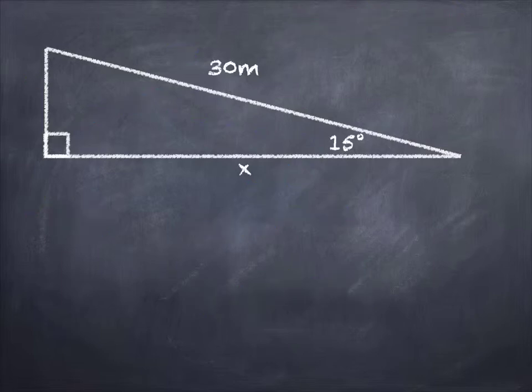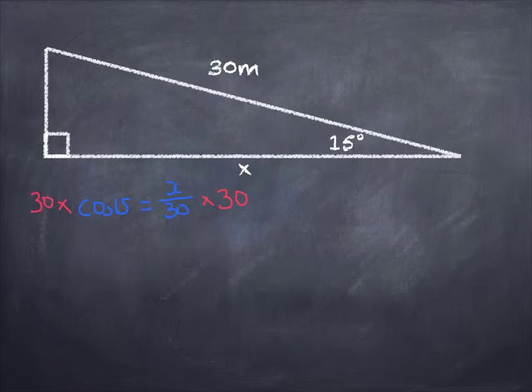So to rearrange this, we've got cos 15 equals x on 30. We need to get rid of this 30 on this side, so we're going to times this by 30 because it's divided by 30, and then we do the same thing to both sides always. So we're going to times this side by 30 as well.